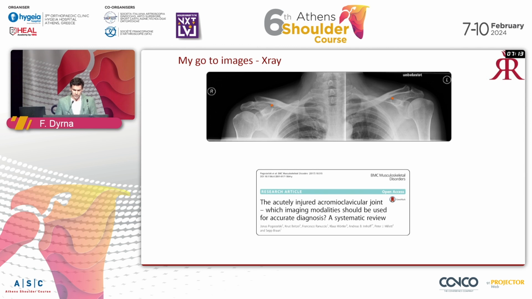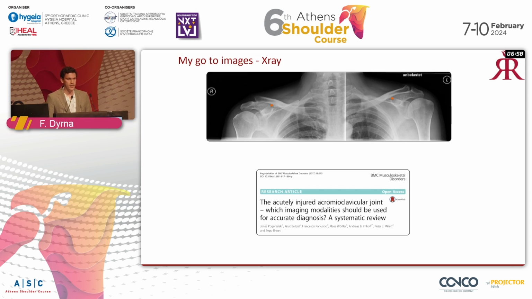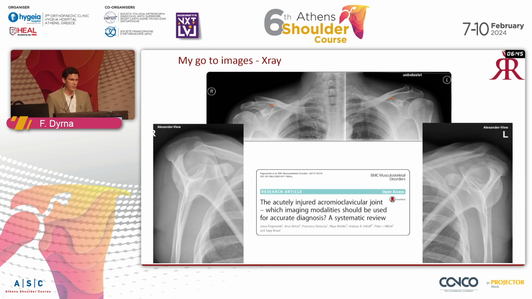So my go-to images, and this is something we learned in Munich and try to practice as well as we can, is bilateral unweighted X-rays as my standard for all AC joints. There's no necessity for any weight. Actually, there are a couple of new studies that suggest when you use weight, you overestimate the injury, and all the Rockwood classification was done without weights, so do not use the weights. And then I always add functional imaging on both sides, meaning an axillary view, to at least get an idea of the horizontal instability.